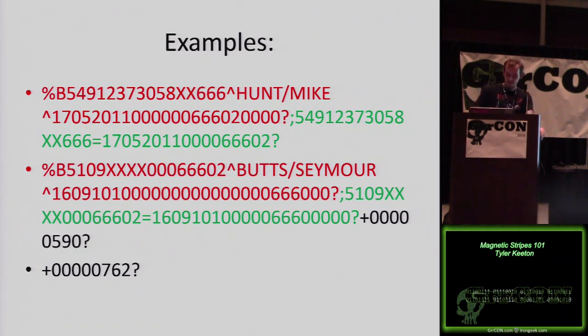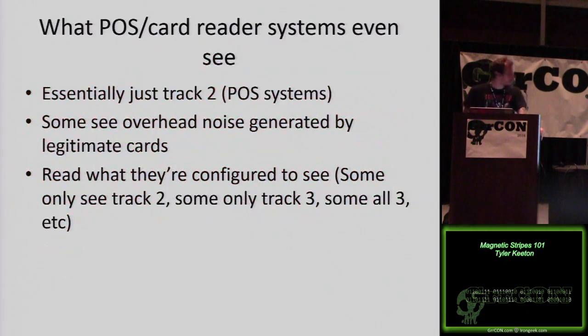So what does a card reader even see? Basically, what card readers, point-of-sale systems even see, is what they're told to see. For the most part, most point-of-sale systems really only see what's encoded on track 2, but some do see all 3 tracks. Some see it for generated overhead noise for security purposes, but not many, hardly any, to be honest. And some see just track 3, some see just track 2.